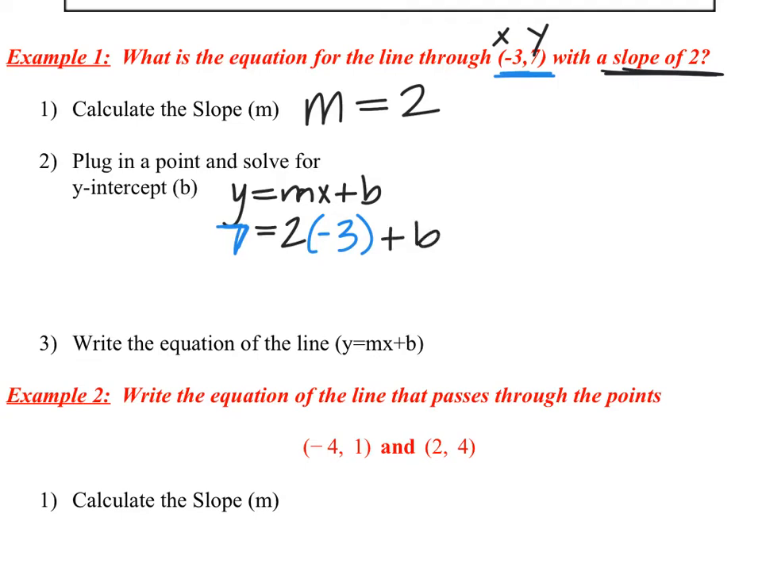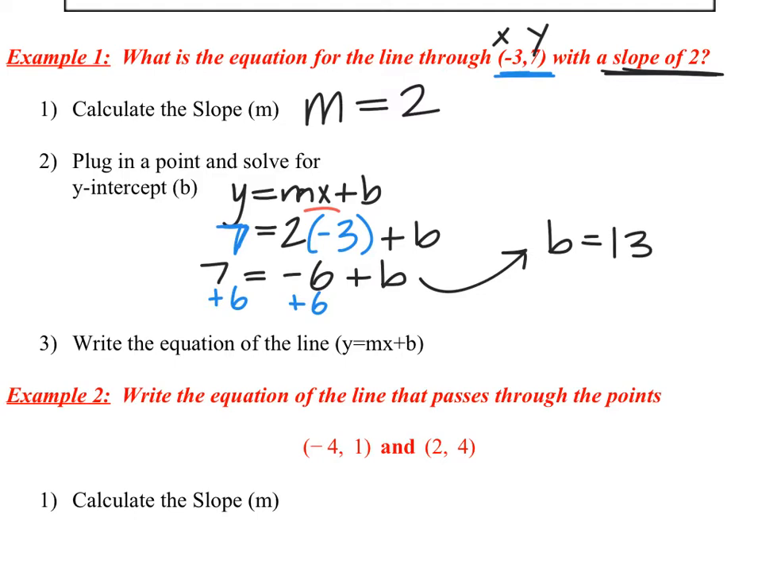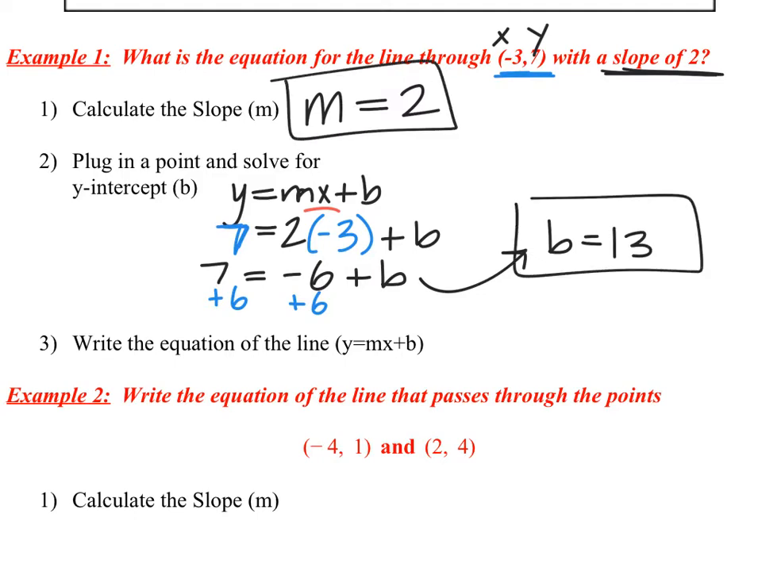And now I'm going to solve for b. So I go ahead and multiply, and I get 7 equals -6 plus b. I'm solving for b, so to do that, I'm going to add 6, and then I get that b is 13. So now we can write the equation of the line since I know the slope and the y-intercept. I can write it in y equals mx plus b. Y equals 2x plus 13.